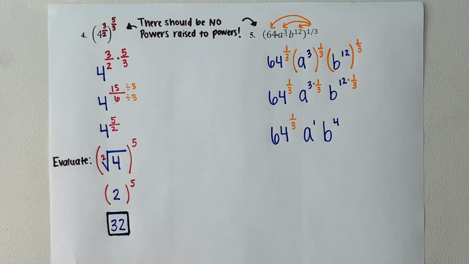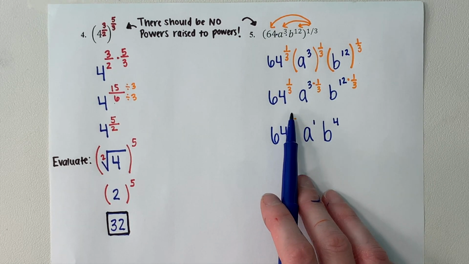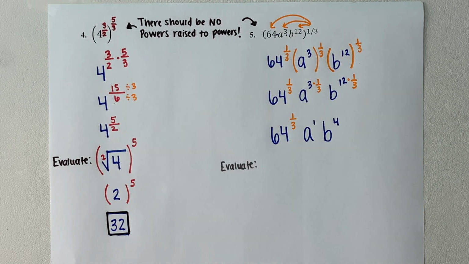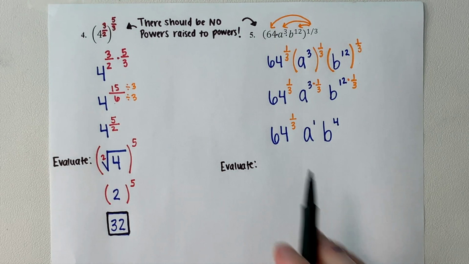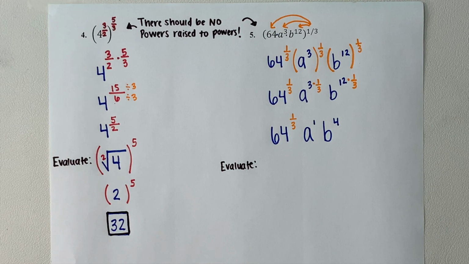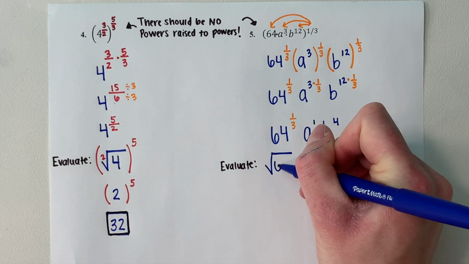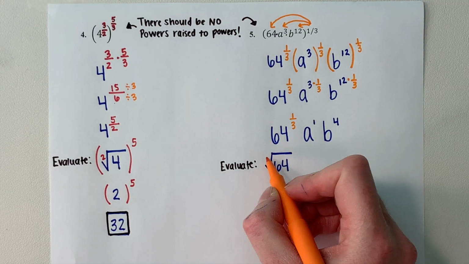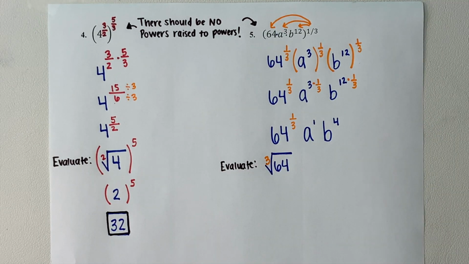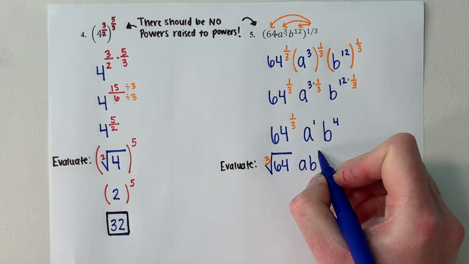Now we have one step left. Remember, if you end up with a number raised to a fractional exponent, we need to evaluate it. In other words, we need to compute the value of this. To do that, we rewrite it as a radical. So we're going to put the 64 underneath our radical symbol. The denominator always becomes the index of our radical. And when the numerator is a 1, you don't need to write it. And then we'll bring down a b to the 4th.